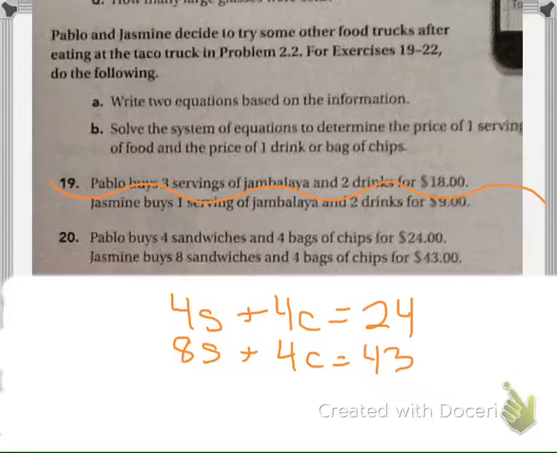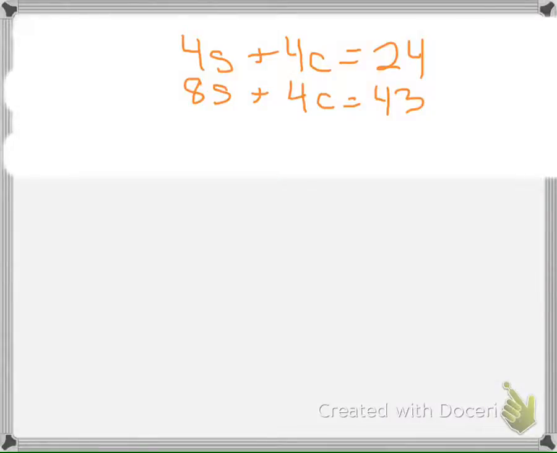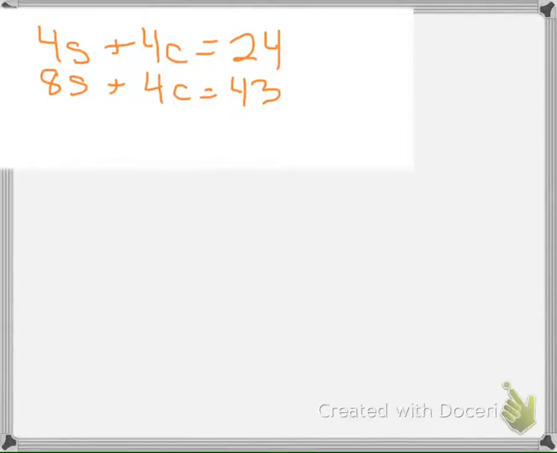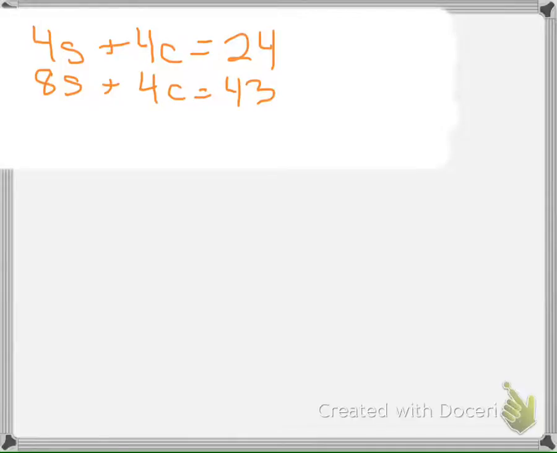And now we need to solve that system to figure out how much for 1 bag of chips and 1 sandwich. Okay, so I have the 2 equations, and I need to figure out what I'm going to multiply by to make one of them cancel out. So here, in order to get this to cancel out, I would have to multiply by -2, because -2 times 4 is -8, which would cancel that out. If I wanted to cancel these out, I would multiply by -1. So I'm going to do -2. I'm going to multiply everything by -2.